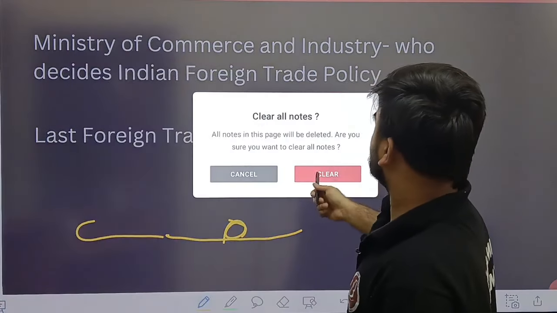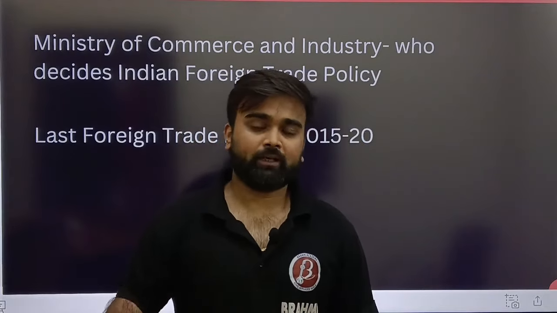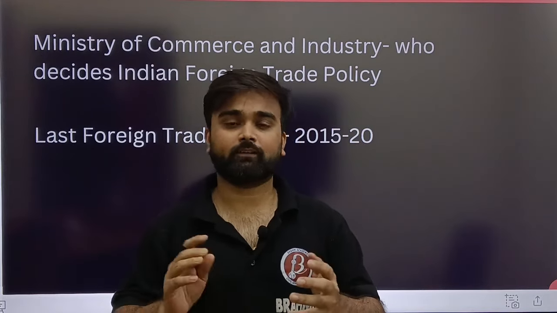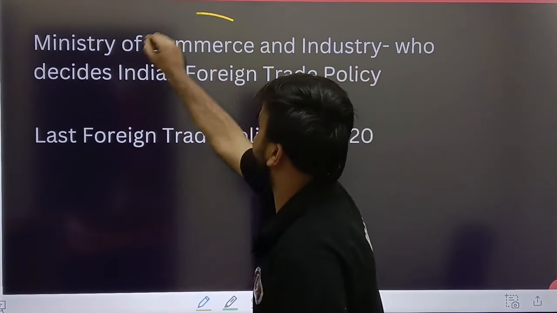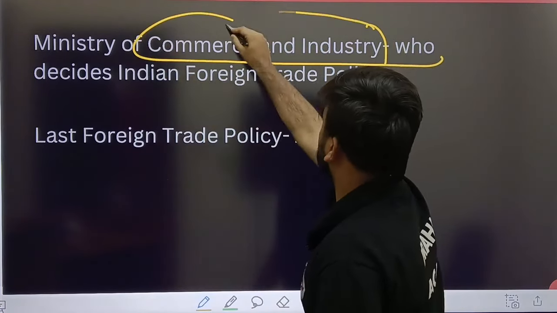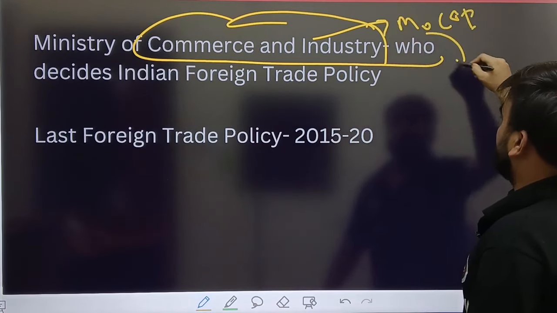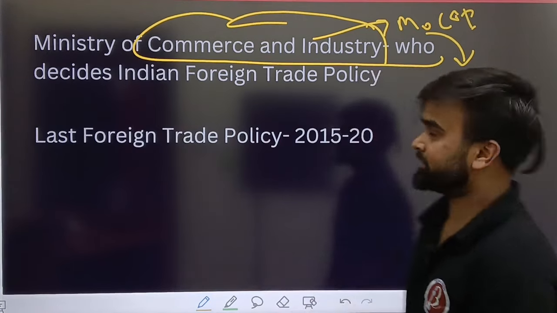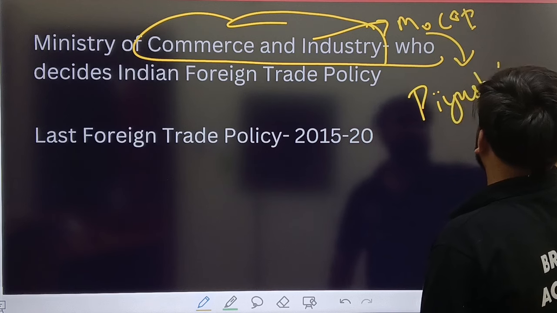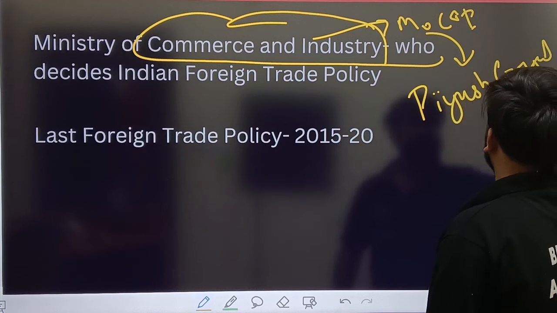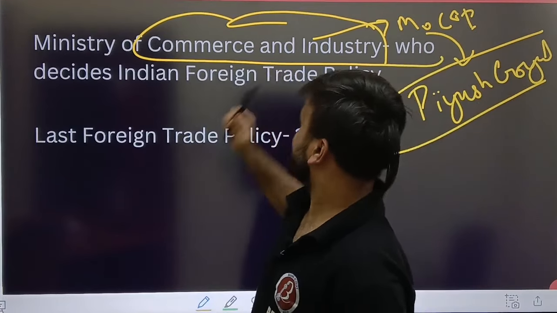So see, the basic thing, what is foreign trade policy? Every year, what our government does is take on different notions, different ideas and data. These sets are compiled by the Ministry of Commerce and Industries. The ministry in charge, Commerce and Industries. As of now, who is the minister in charge of this? He is Piyush Goyal. He is the person in charge. So Mr. Piyush Goyal is our Minister of Commerce and Industries.